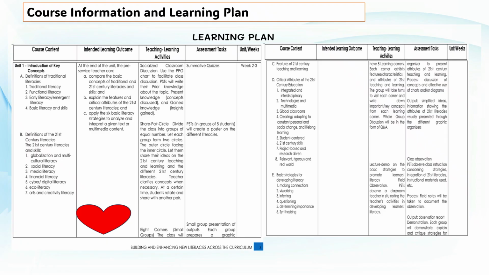In conclusion, Unit 1 equips you with the ability to compare traditional and modern literacies, explain the features and attributes of 21st century education, and apply literacy strategies in authentic classroom contexts. Through discussions, group activities, observations, demonstrations, and summative assessments, you will not only understand these concepts but also practice them as future educators. This unit runs during week 2 to week 3.